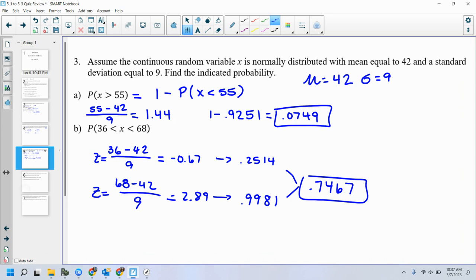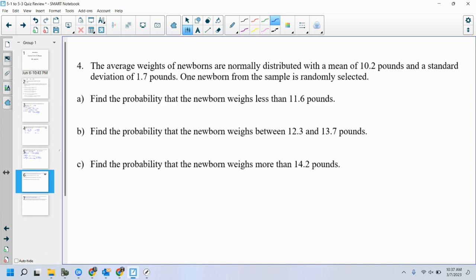So let's put some context to it now. The average weights of newborns are normally distributed with a mean of 10.2 and a standard deviation of 1.7. So mean is 10.2 and sigma is 1.7. One newborn from the sample is randomly selected. Find the probability that the newborn weighs less than 11.6 pounds. Okay, so I'm really calculating the probability of X less than 11.6, right?